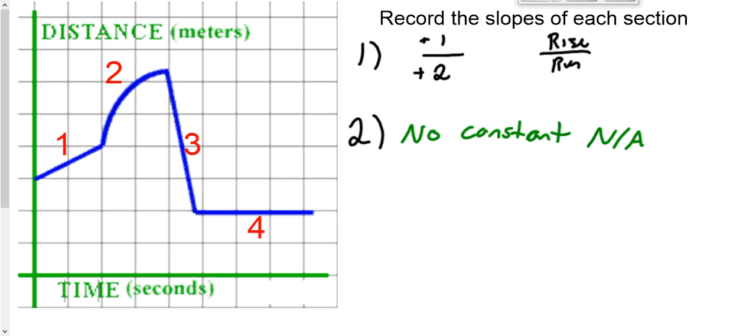Section number 3. We're going to estimate it from this point to this point. My lines are perfect, so we're just going to go from that point to that point. 1, 2, 3, 4. Dropped 4. Ran 1. And then for the fourth section, it doesn't matter which coordinate points we pick. It does not rise. It just has run. And those are the slopes of each individual section.